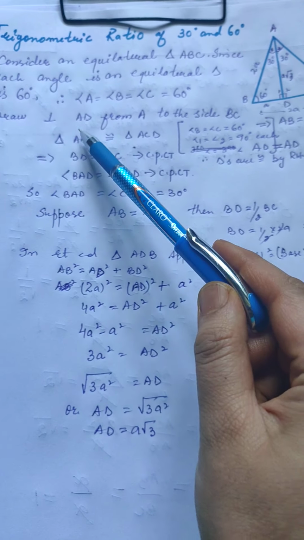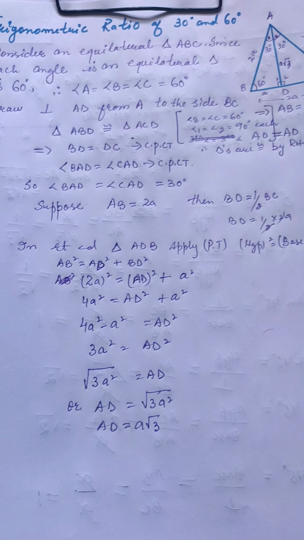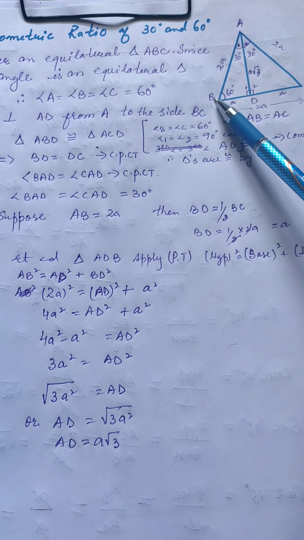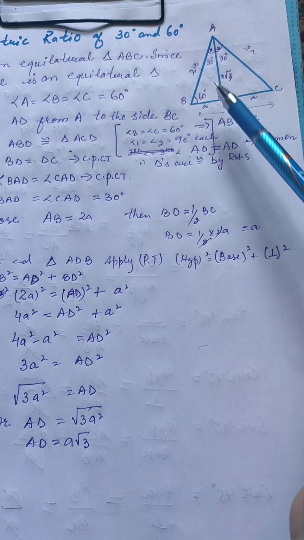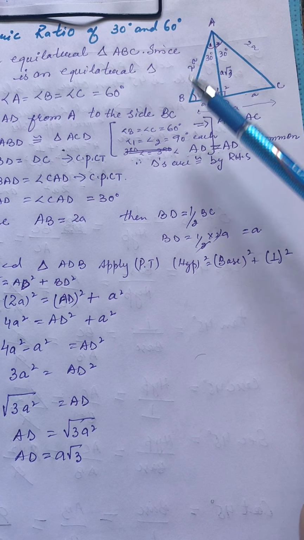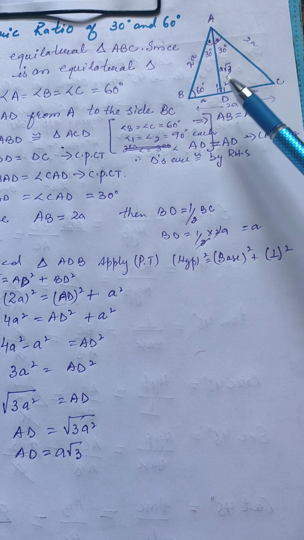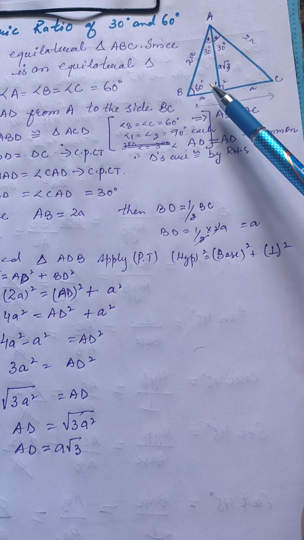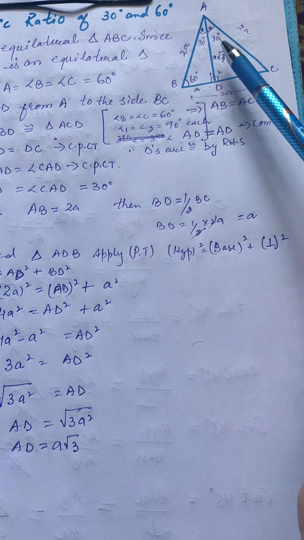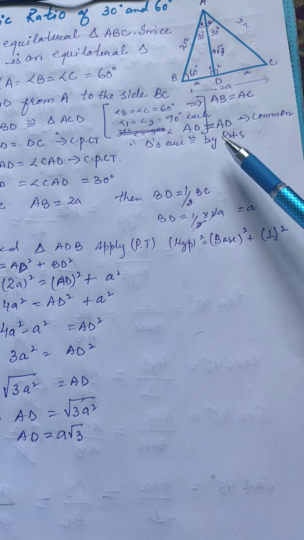As we know, each angle of an equilateral triangle is 60 degrees. Then I have to draw perpendicular AD on base BC. Now I have to show that triangles ADB and ACD are congruent. Angle B is equal to angle C, each 60 degrees. Angle 1 is equal to angle 2, 90 degrees, because AD is perpendicular on BC. AD is common in both triangles. So these triangles are congruent by RHS.